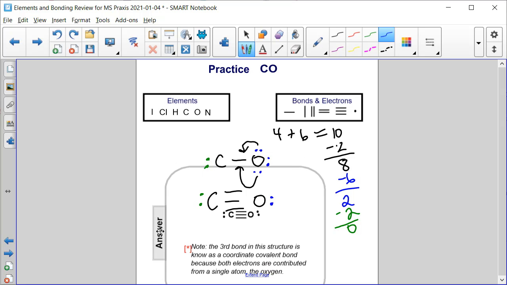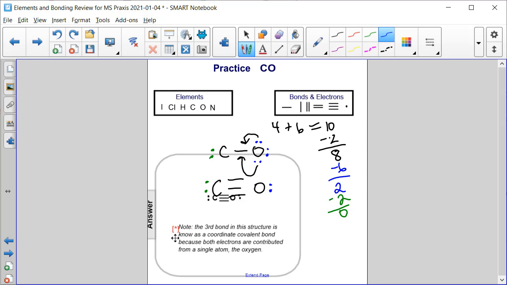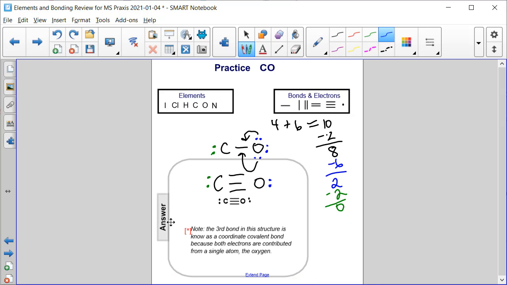And as a note, the third bond in this structure is something called a coordinate covalent bond, because both of the electrons are contributed from the oxygen atom. You can look up more details on a coordinate covalent bond if you want to, but what it means is that oxygen is just contributing more electrons to this shared pair here than carbon is.